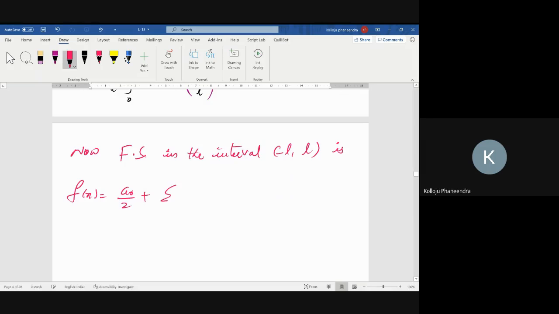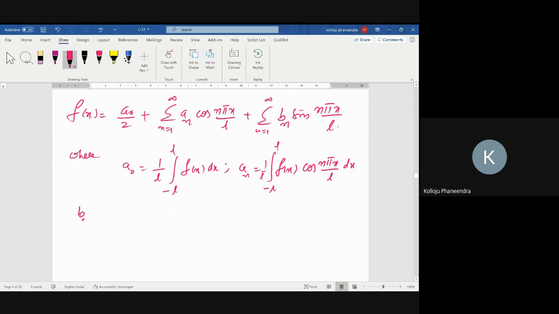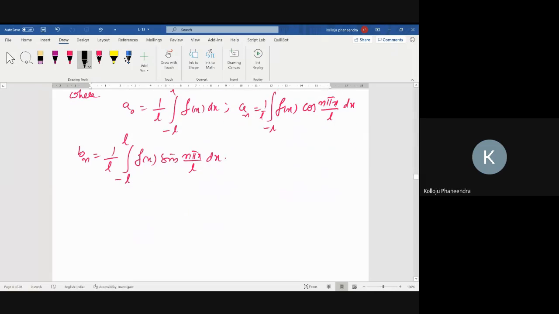f(x) = a naught by 2 plus summation an cos(n pi x by l) plus summation bn sin(n pi x by l), n from 1 to infinity, where a naught is 1 by l integral from minus l to l of f of x dx. An is 1 by l integral from minus l to l of f of x into cos(n pi x by l) dx. And bn is 1 by l integral from minus l to l of f of x into sin(n pi x by l) dx. Okay, and when the minus l to l case is there, again concept 1.